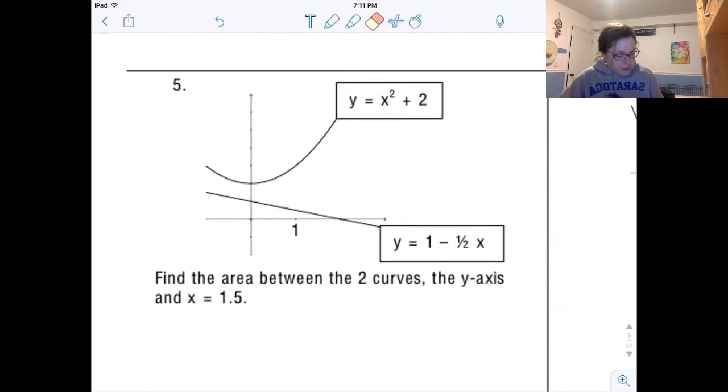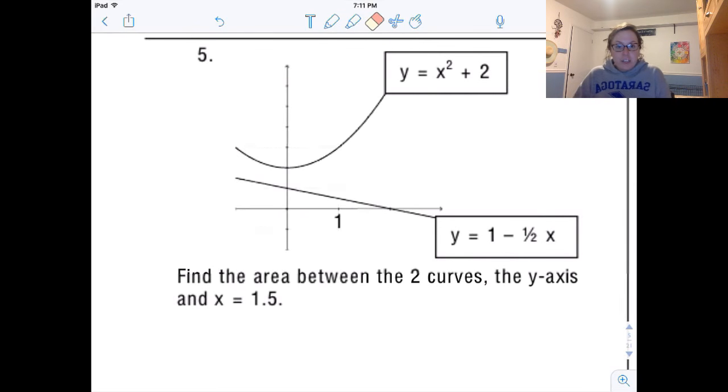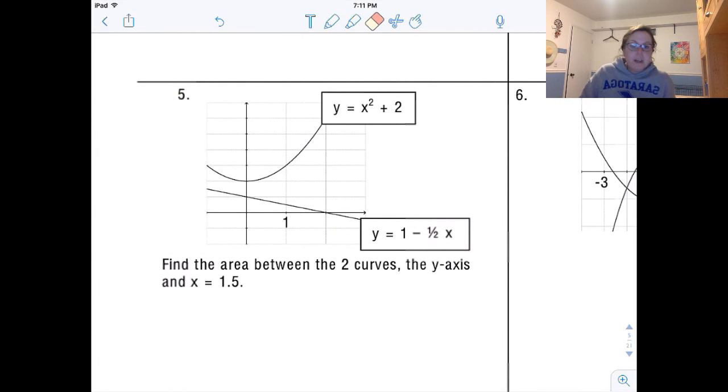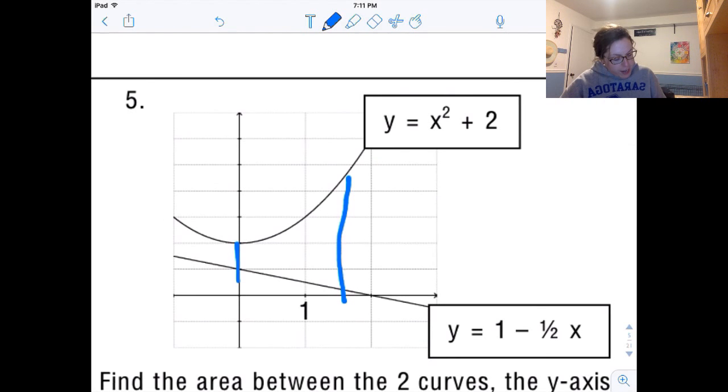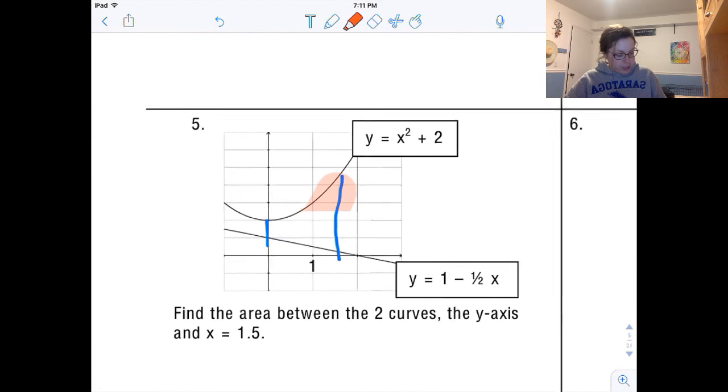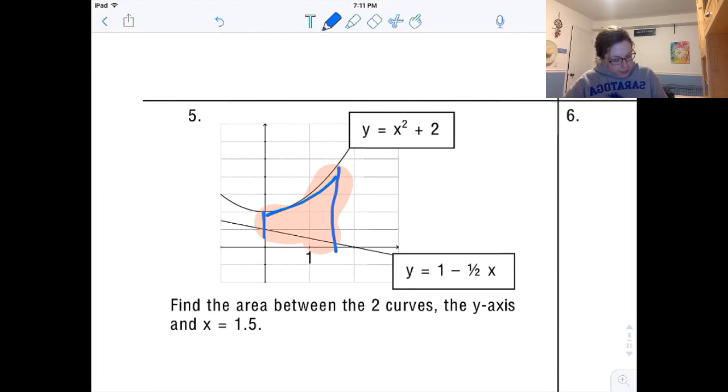So let's actually look at one of these. So here's when we're actually going to do some calculating. Find the area between the two curves where the y-axis and x equals 1.5. So x equals 1.5 would be right about here. The y-axis is right about here. And I always like to shade in this region so I get an idea of what region I mean. It didn't shade super well, but I'm going to outline it here. This is the region I'm looking at.